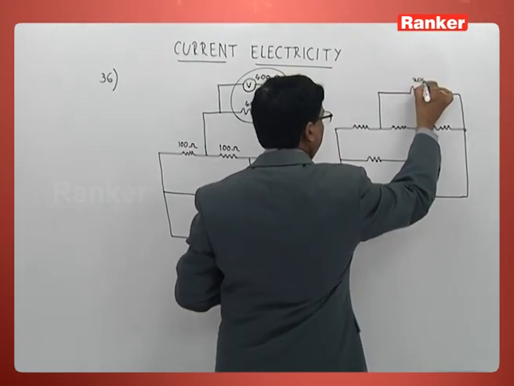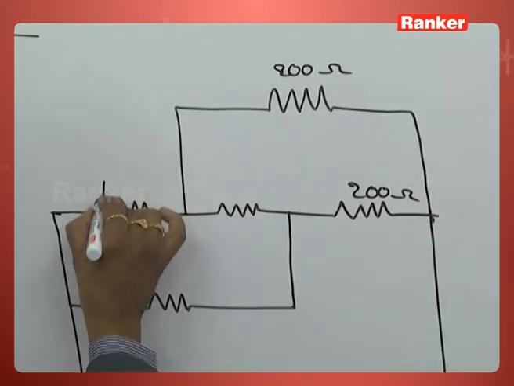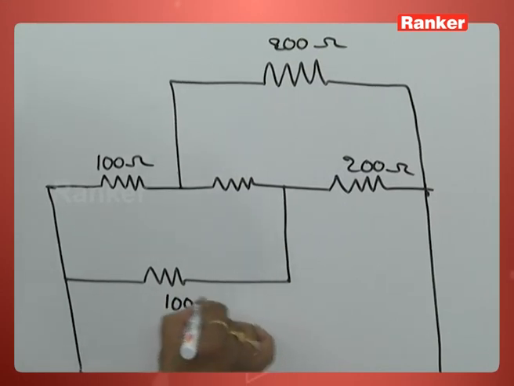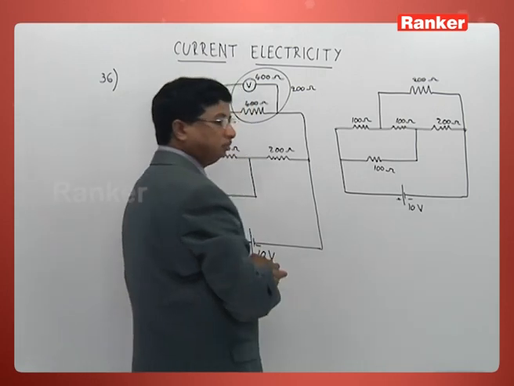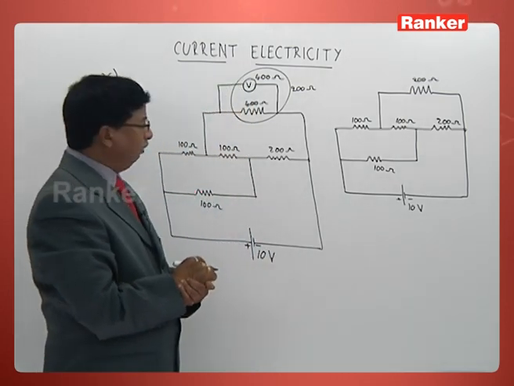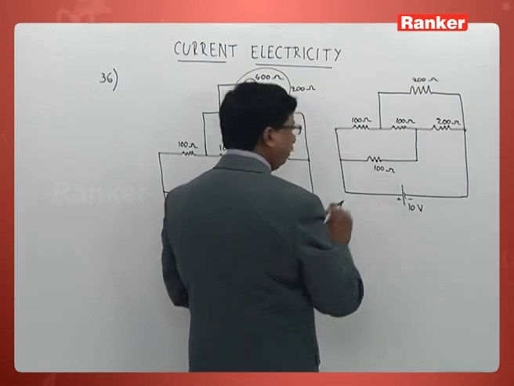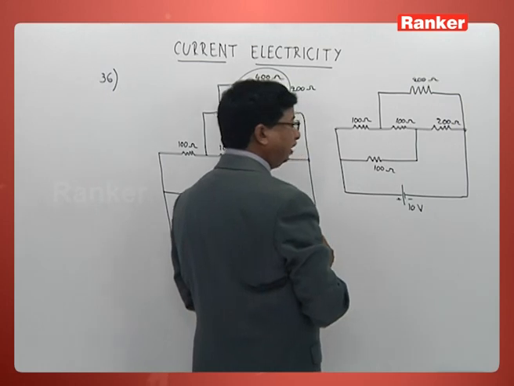This one is 200 ohm. This one is 200 ohm. This one is given 100 ohm. This one is given 100 ohm. And even this one also is given 100 ohm. So you can even represent the same with a slight marginal variation also. You can connect even this one like this also. There is nothing in that.